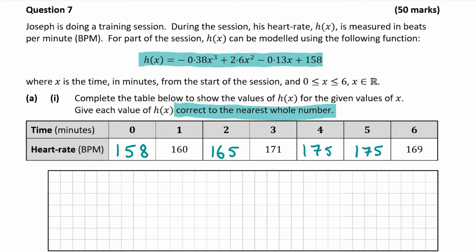And then 6 is already done, but you can make sure that your answer for 6 should match the value for 6 on the calculator in the table. So that's our value for A part 1. And now we're going to have a look at A part 2, which involves drawing a graph.